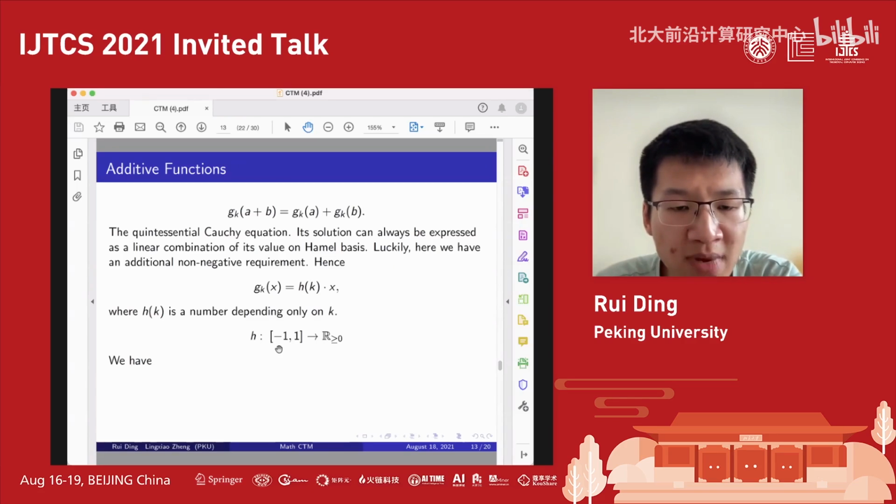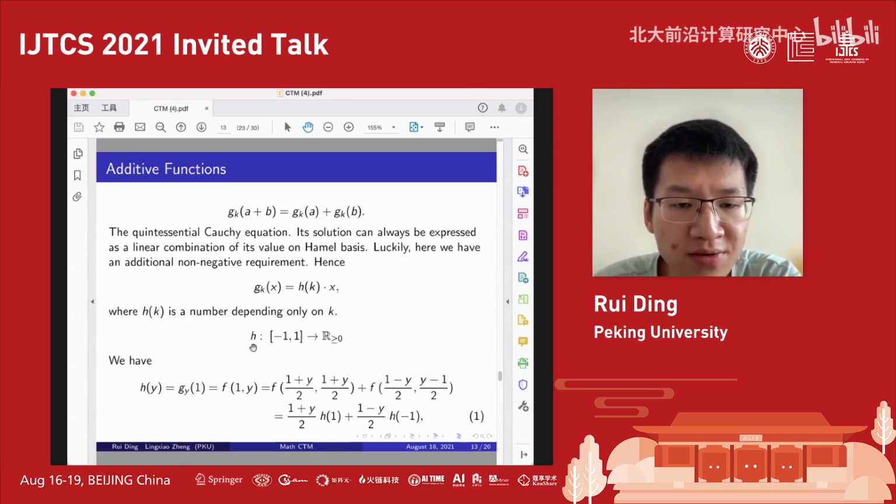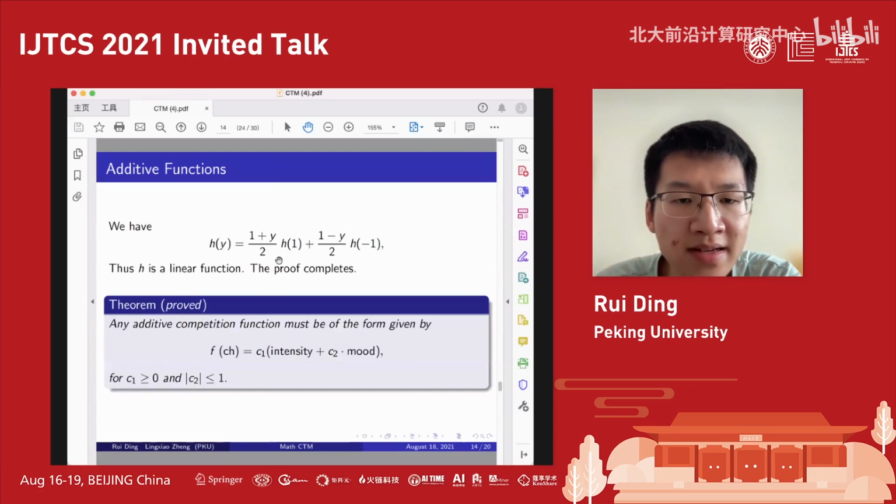So the map H sends -1 and 1 to non-negative values. And in order to discover some property of H, we can represent H of Y as this linear combination, and we will find that it can always be represented by a linear combination of H of 1 and H of -1. So this indeed gives our final answer, that is, H of Y must be linear. Since the slope is linear and G_K is also linear, combining these two results together, we get the final conclusion that this additive function must be of this form. Yeah, and this is our first two parts.